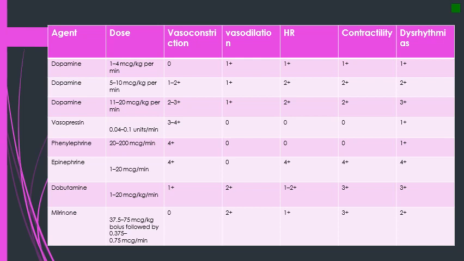Dobutamine, you shouldn't be going over 20 mics per kilo per minute, because that's an extreme dysrhythmogenic dose when you get over 20 mics, and you also increase that myocardial oxygen demand, so you're actually compromising your myocardium. So understand this table, and you can expect some questions on your exam regarding this table as well.